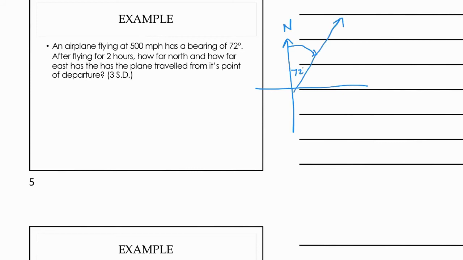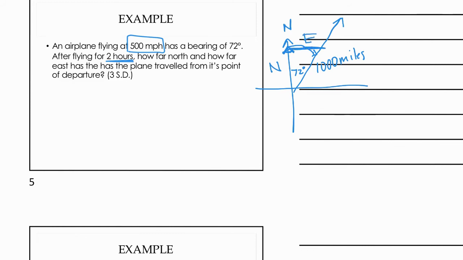Now, after flying for 2 hours, keep in mind, it's been flying 500 miles per hour and it's been going for 2 hours. So it has flown 1,000 miles. The question is how far north and how far east.